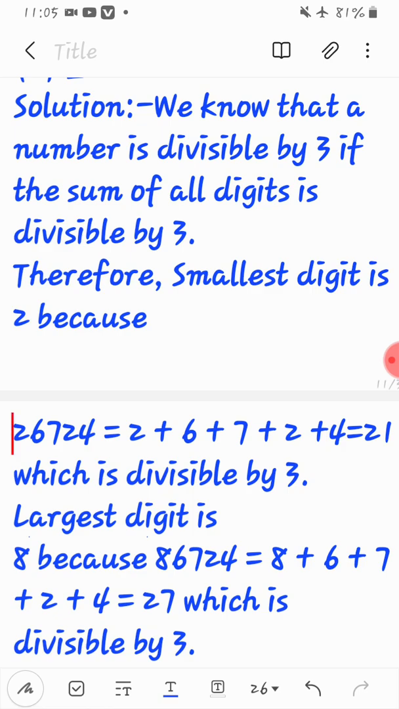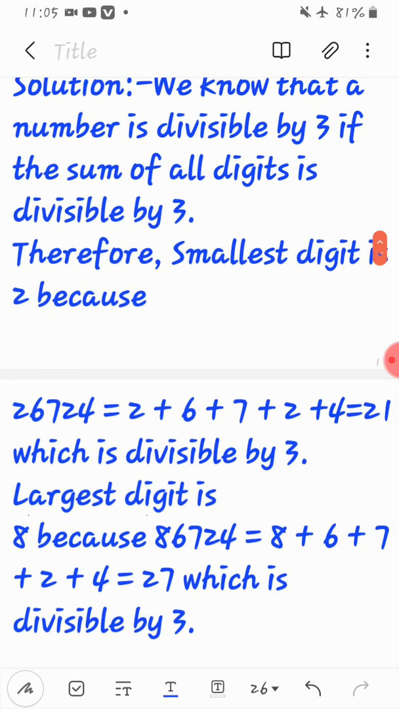Same way, 19 we are getting after adding all those digits. After 19, we have to focus on the largest digit, starting from the largest one-digit number, 9. So 19 plus 9 is what? 28. But 28 is not divisible by 3, but 27 is divisible by 3. Therefore, if we put 8 in that place, it will be divisible by 3. That means 27 will be the result.